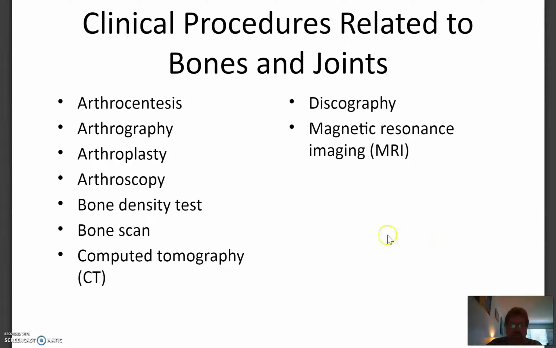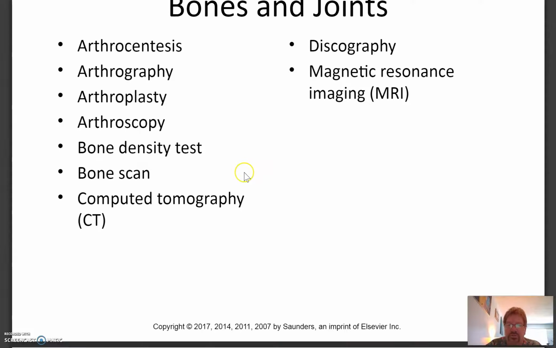Clinical procedures in the bones: arthrocentesis is when they draw out fluid. Arthrography is where they do a specialized X-ray. Arthroplasty is a surgical procedure on a joint. Arthroscopy is where they scope. Like if you have a friend that's an athlete, and they say they have to have their knee scoped, that's what they're talking about. They'll make incisions, put the arthroscope in there, and do it.